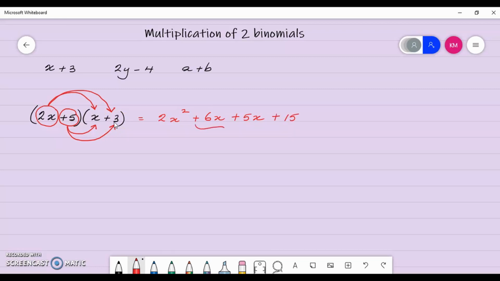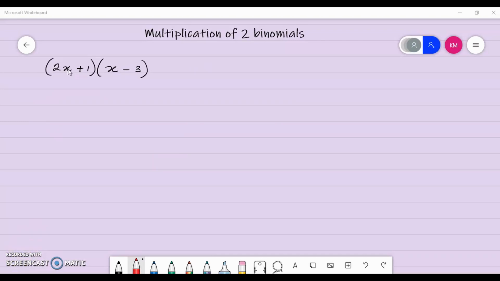Now I can simplify by adding like terms. I am going to get 2x squared plus 11x plus 15. And there you have it, your multiplication of your two binomials. Let's try another one.